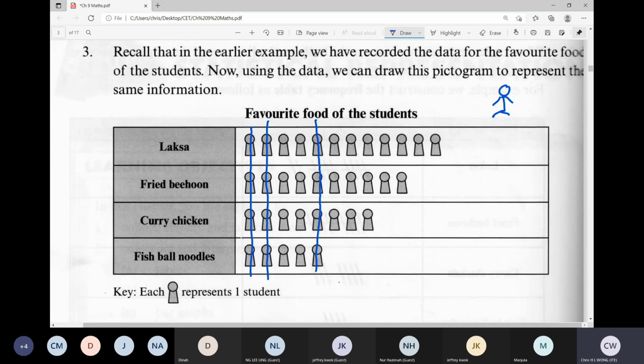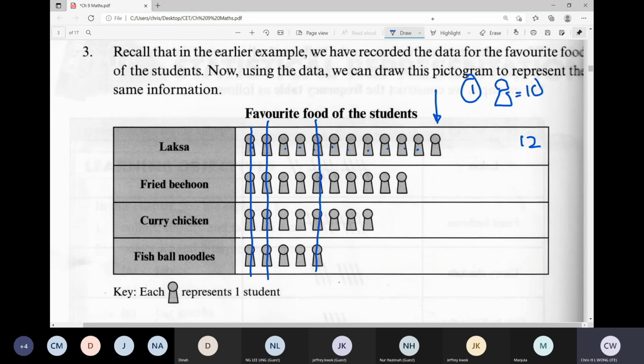If I give you this kind of symbol, one symbol can represent anything. One symbol can represent one, so it depends on me. I say one symbol represents one. Then you count how many there are: 1, 2, 3, 4, 5, 6, 7, 8, 9, 10, 11, 12. So if one symbol represents one, how many people like laksa? 12. But it can change, because when the number of people gets too many, you don't expect them to draw too many symbols, so they take one symbol to represent 10. Let's say one symbol equals 10.